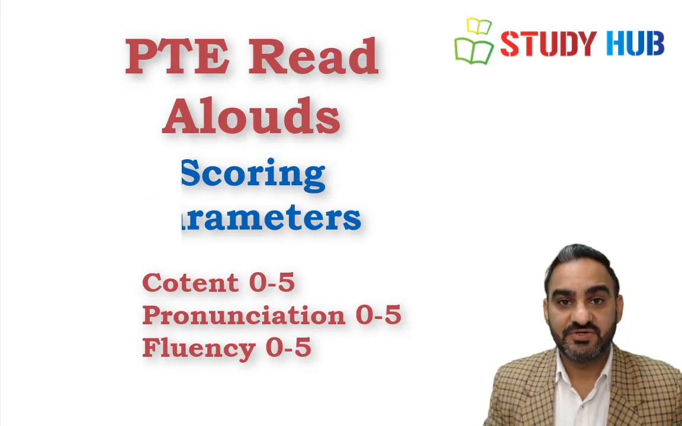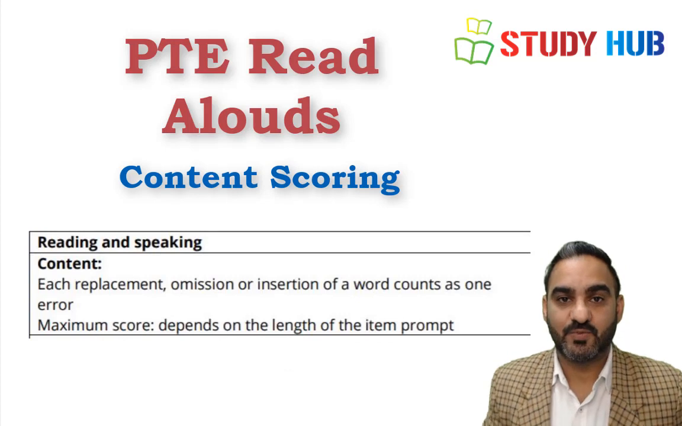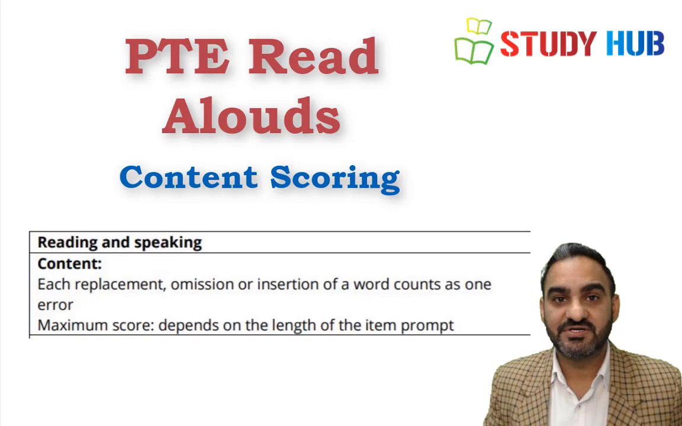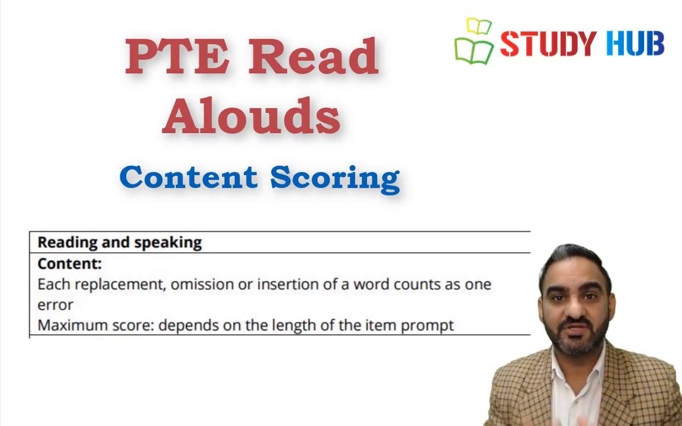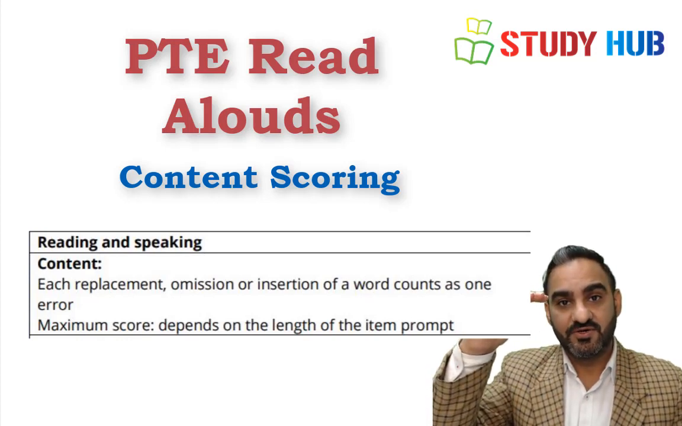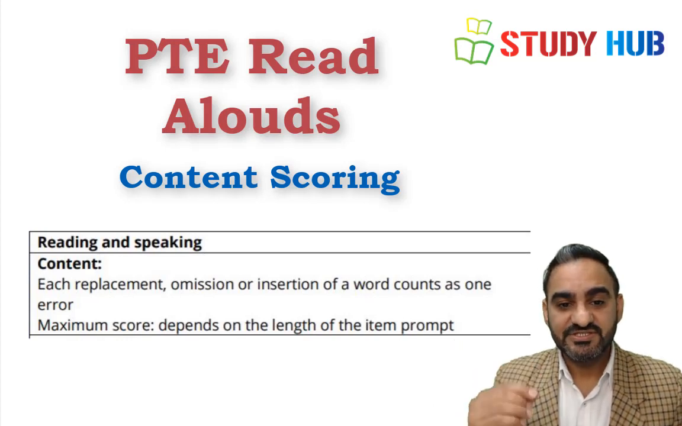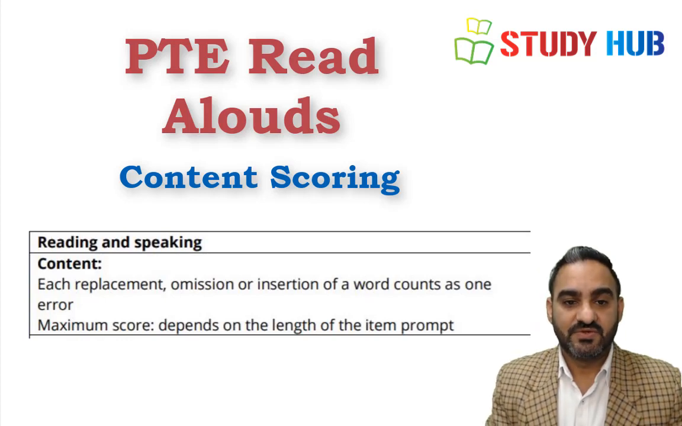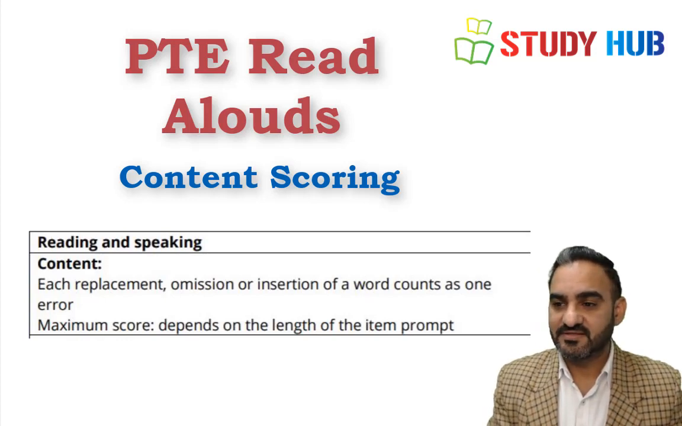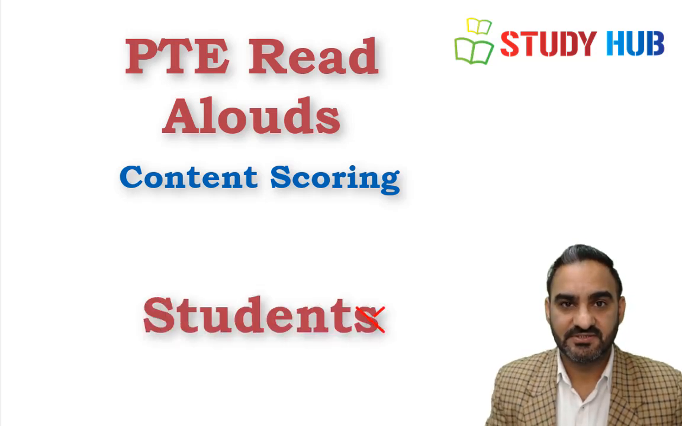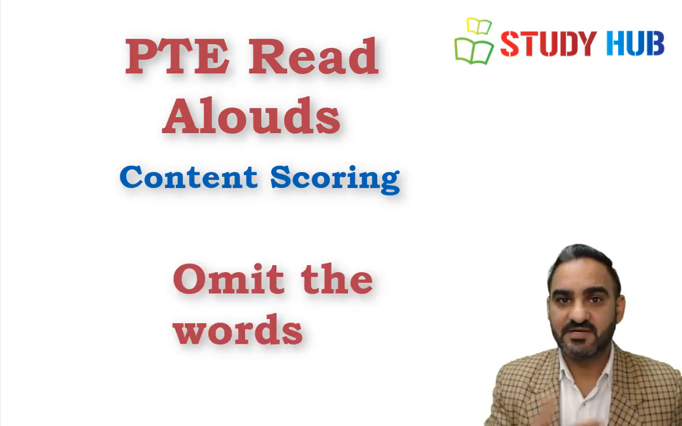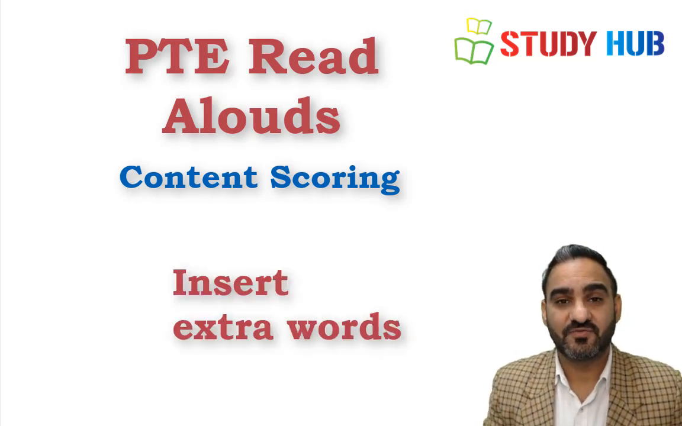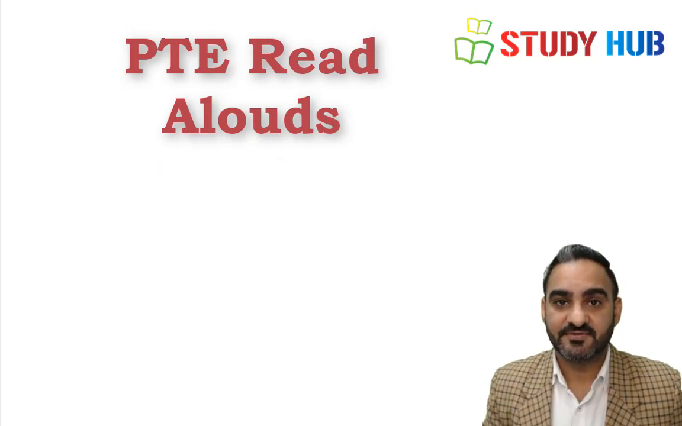What is content? So you need to make sure that you cover the content in the right way. You're not replacing the words, you're not missing the words in between. If you miss 1, 2 or 3 words, your scores in reading will drop significantly. So each replacement, omission or insertion of a word counts as an error. So if you replace a word, rather than saying students, you're reading it as student, or you omit a word, right? You completely miss the word, you don't read it, or you insert an extra word in there, right? Any of those will count as one error.